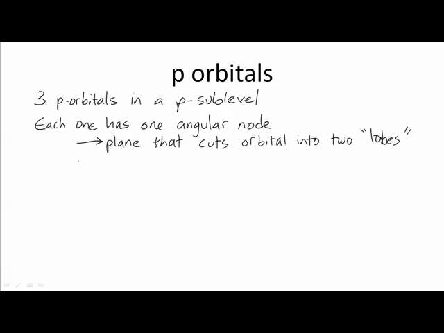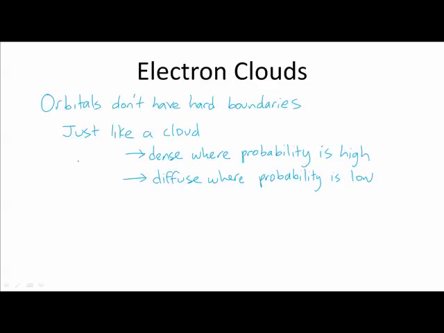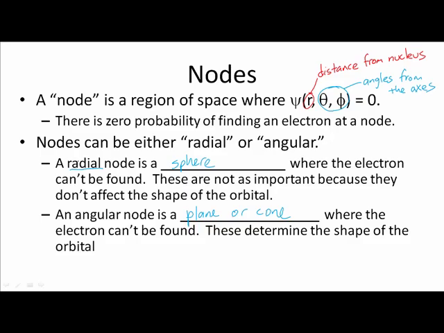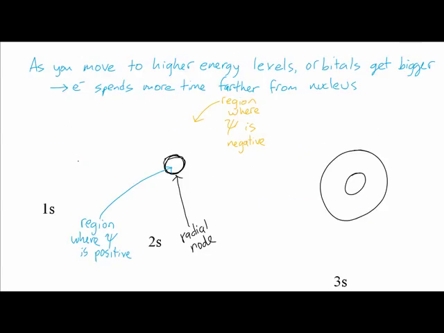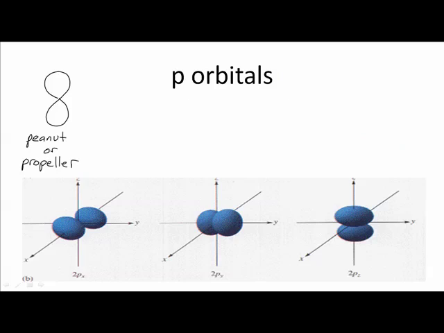The angular node, we said, is a plane or a cone where the function goes to 0. So p orbitals get cut into two, with a plane down the middle. Notice this one here, the YZ plane is cutting it down the middle. So it has two different regions. So p orbitals look like this.